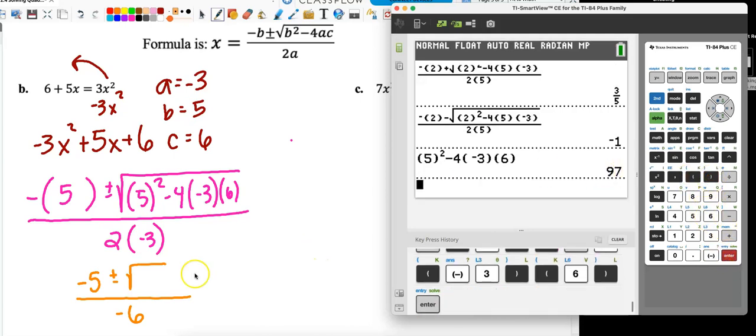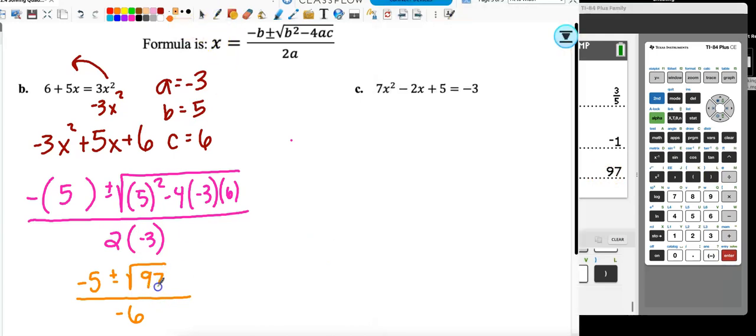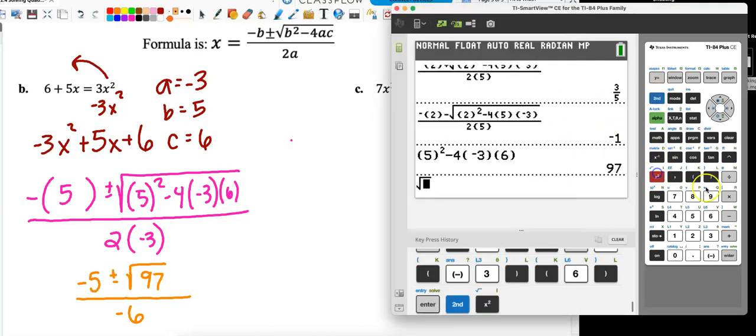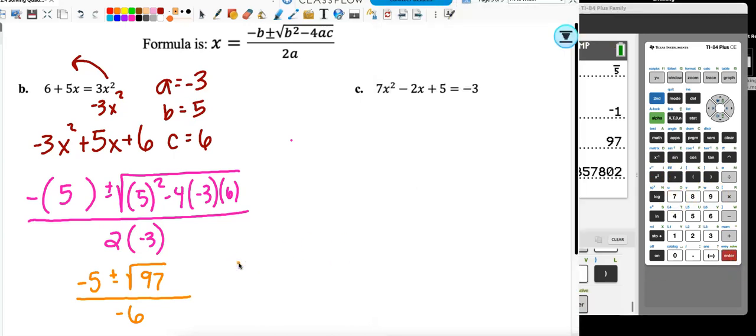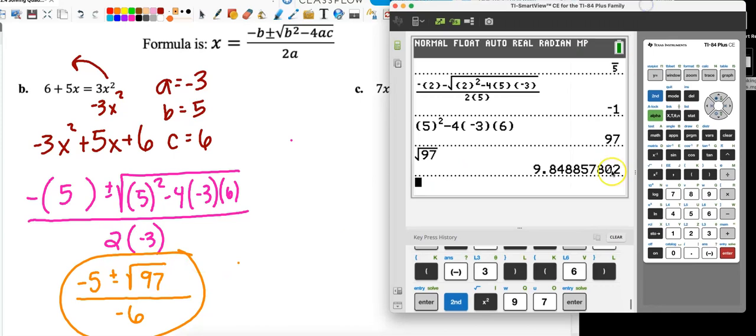So 97 is the number underneath the square root. Okay? Now, square root of 97 is not a perfect square. I will get some crazy decimal if I do that. Okay? So this answer is actually done. That is in its simplest form the answer. If you wanted to know a decimal, we could type this in. And so let's go ahead and do that.